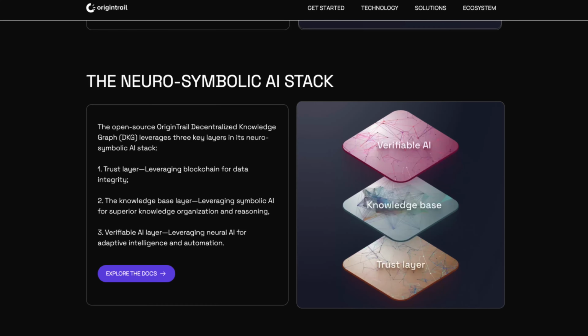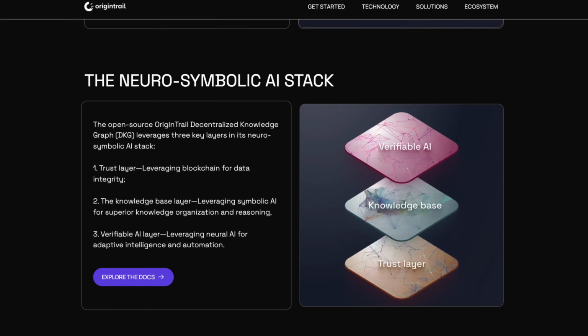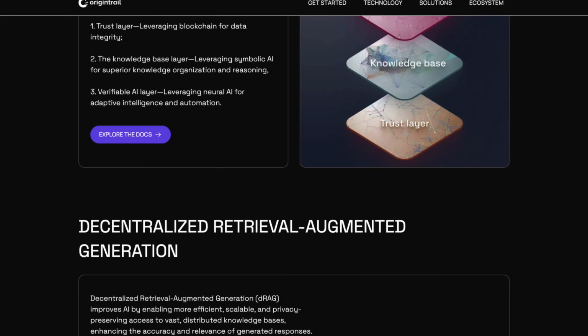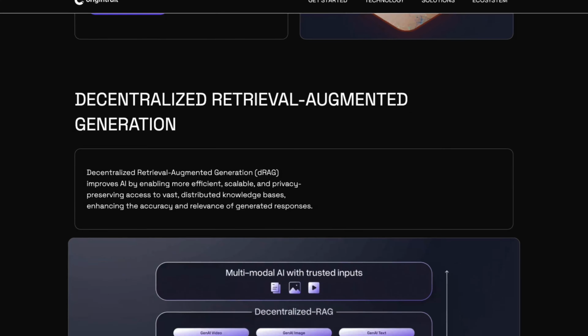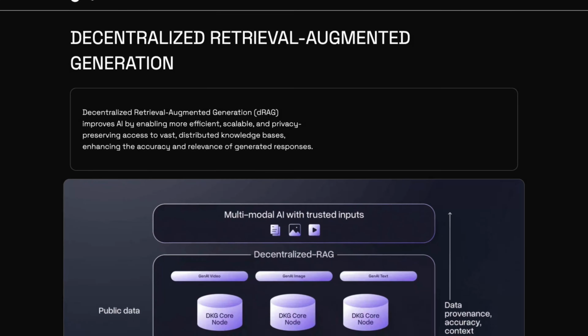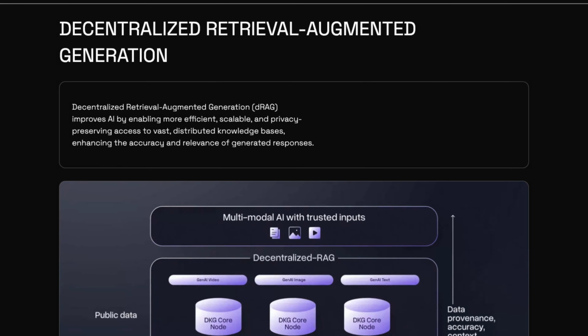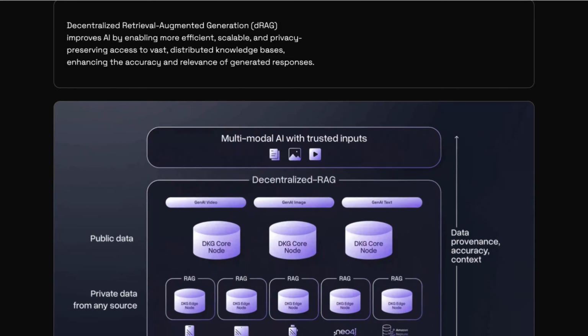Context graphs also work beautifully with the drag system we talked about earlier. When AI needs information on a specific topic, it can go straight to the right context graph and pull from verified high-quality knowledge assets instead of guessing from the whole messy internet.